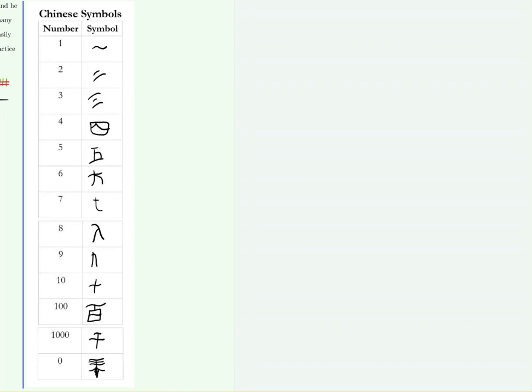Our last historical number system from this section is the Chinese numerals. Now the Chinese number system had symbols for every digit between 1 and 10, so 1, 2, 3, 4, 5, 6, 7, 8, 9, 10. They also had a digit for 100, 1,000, and 0. Let's first just go through how to draw these symbols, and then we'll go through how these symbols were actually combined together to make larger numbers.